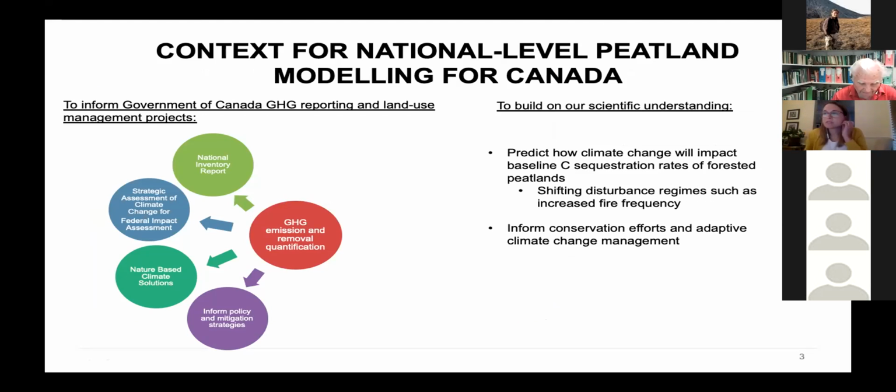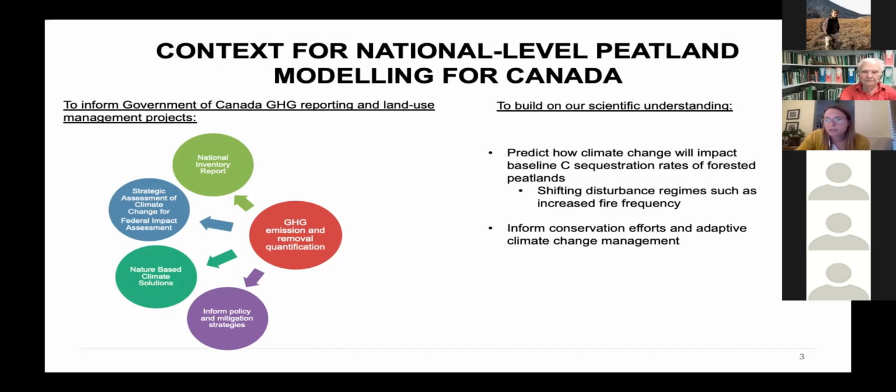So the objective of this study was to look at peatlands at a national scale level. Because I work for the Government of Canada, my mandate is on the one hand to build greenhouse gas emission and removal quantification tools in order to inform things like greenhouse gas reporting requirements, government initiatives that are aimed at conserving or enhancing carbon sinks.